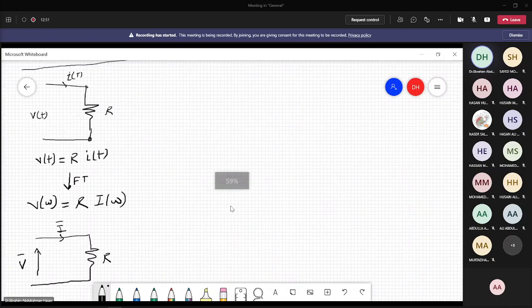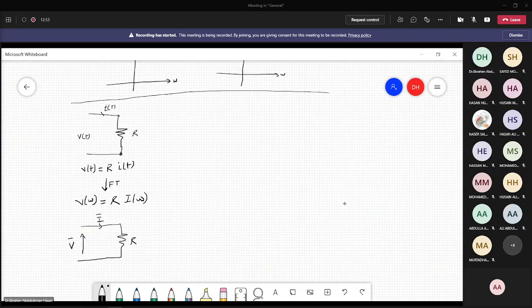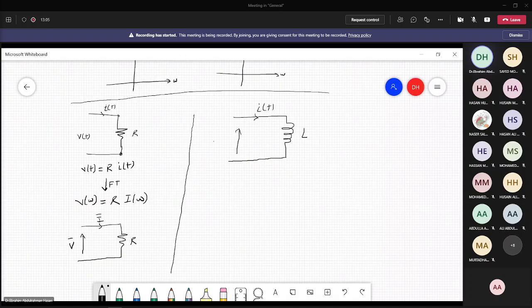Similarly, for an inductor, for example, if this is L, this is I of t, and this is V of t, then V of t in the time domain equals L di by dt. If we use the Fourier transform, then V of omega equals L times the derivative, which means it equals j omega L I of omega.